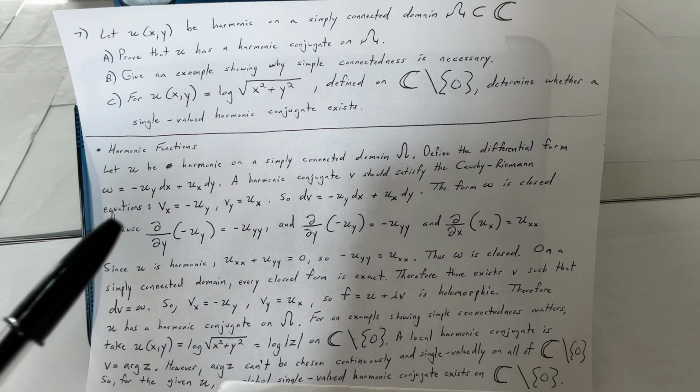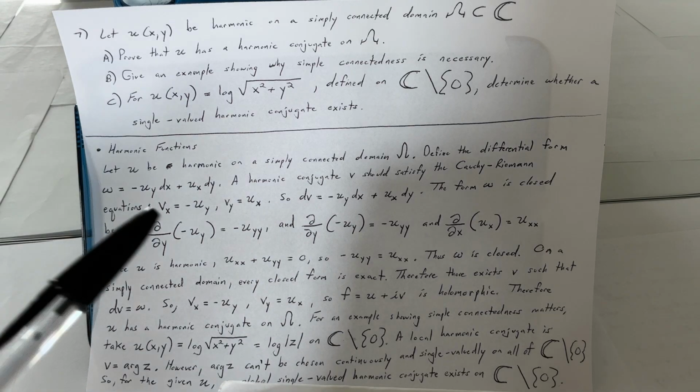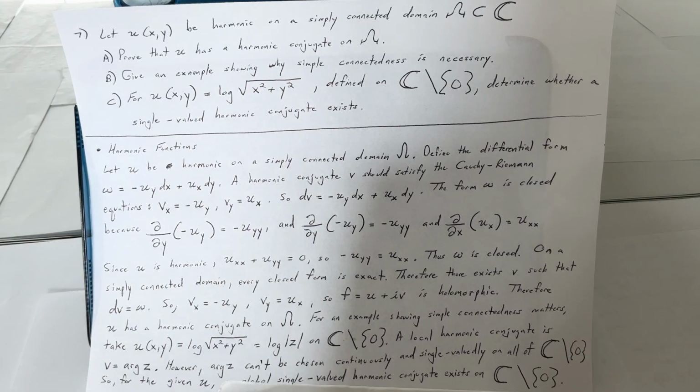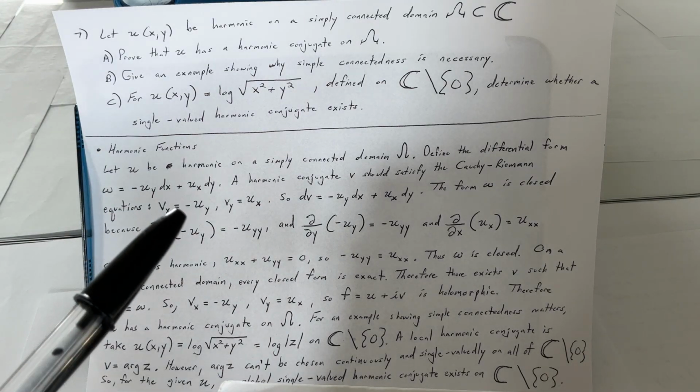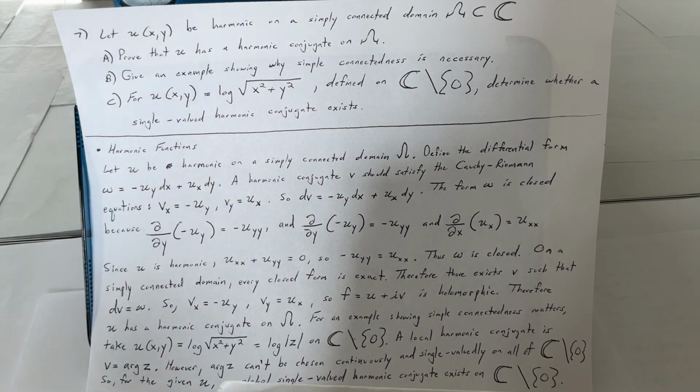Okay, so harmonic functions problem. We're going to let u be harmonic on a simply connected domain Ω. Define the differential form ω equals negative u_y dx plus u_x dy. And a harmonic conjugate v should satisfy the Cauchy-Riemann equations. So v_x equals negative u_y, and v_y equals positive u_x. So dv equals negative u_y dx plus u_x dy.